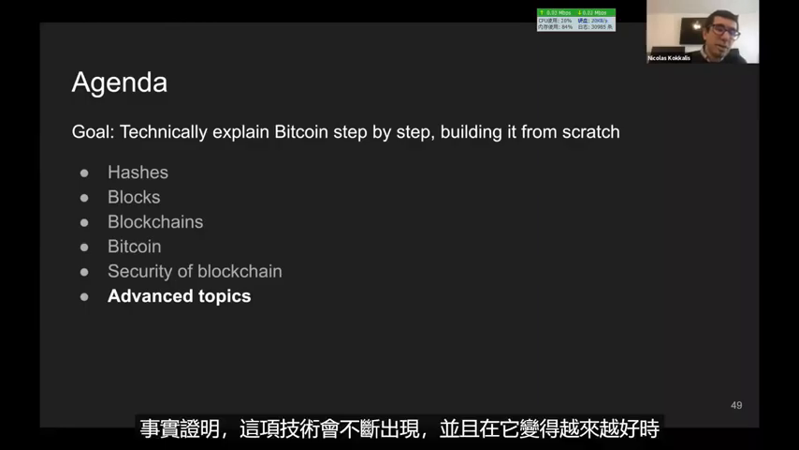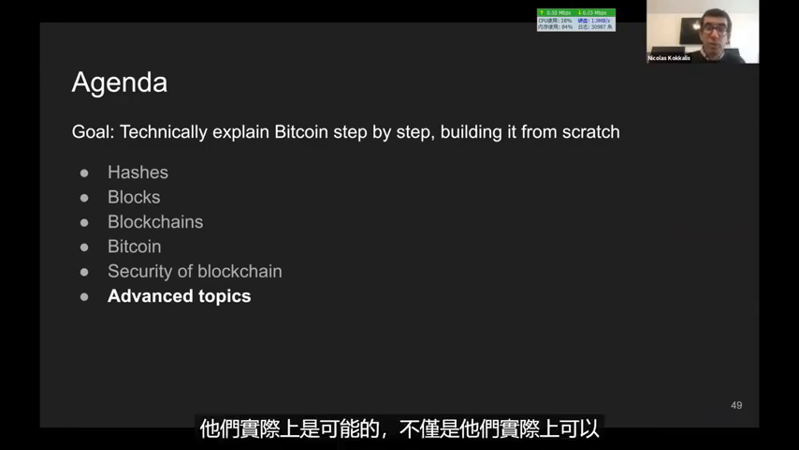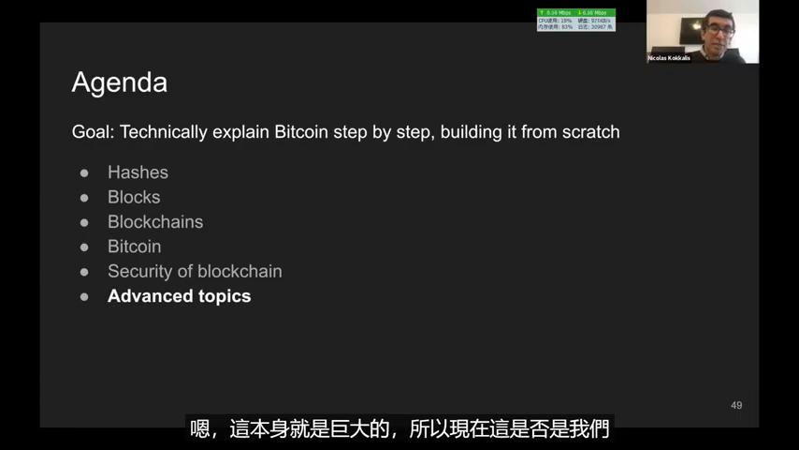Technology has proven to always become better and better when it needs to be. I'm not sure how much Bitcoin is going to evolve, or needs to evolve. Bitcoin was the first currency that, over the course of the last 10 plus years, proved to the world that digital currencies, cryptocurrencies, and blockchains are actually possible. And not only possible, but that they can actually represent economic value. So this by itself is huge.